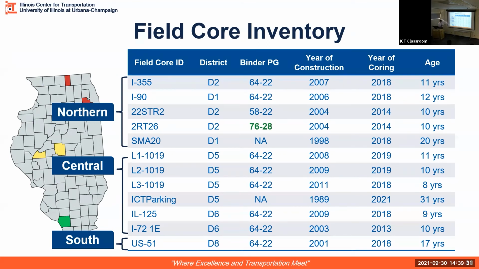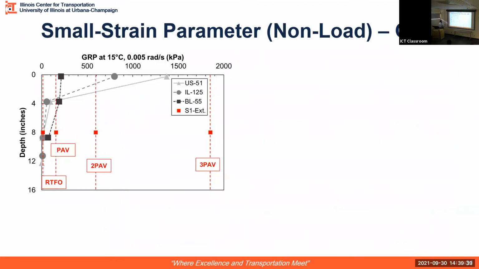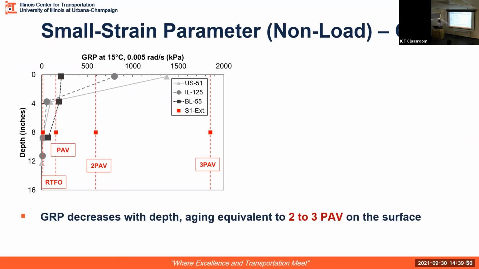And some parameters are not stiffness dependent. So we'll try to see where we need to be careful about the stiffness dependent parameters. Like the Glover-Rowe parameter, it is a stiffness dependent parameter. And what we see is that along the depth of the pavement, there was a clear extent of aging. At the surface, significant aging, all the way from somewhere between 2-PAV to 3-PAV.